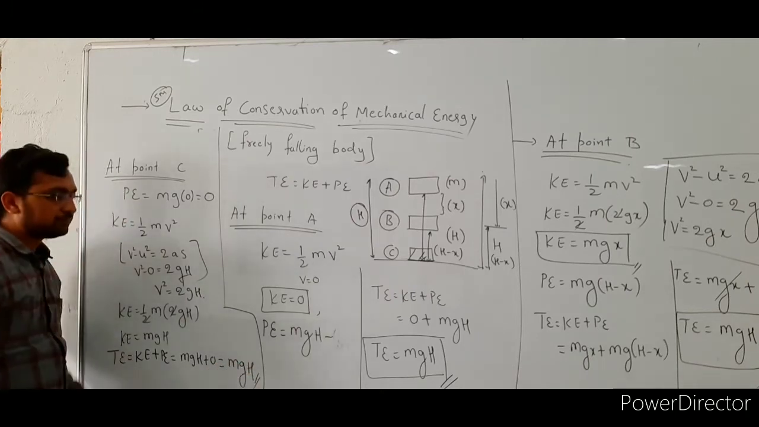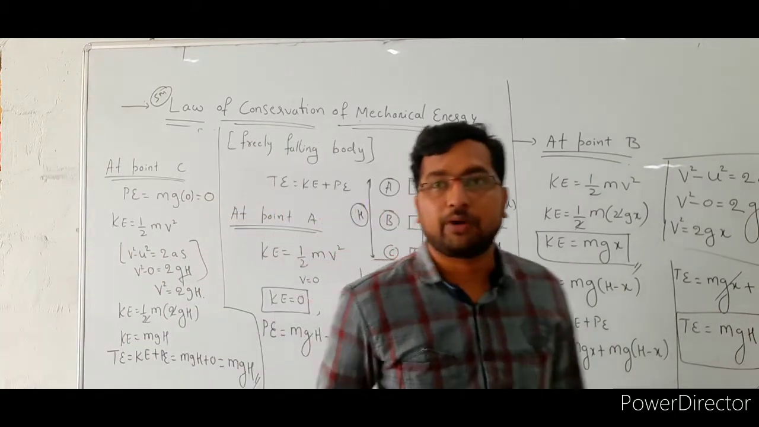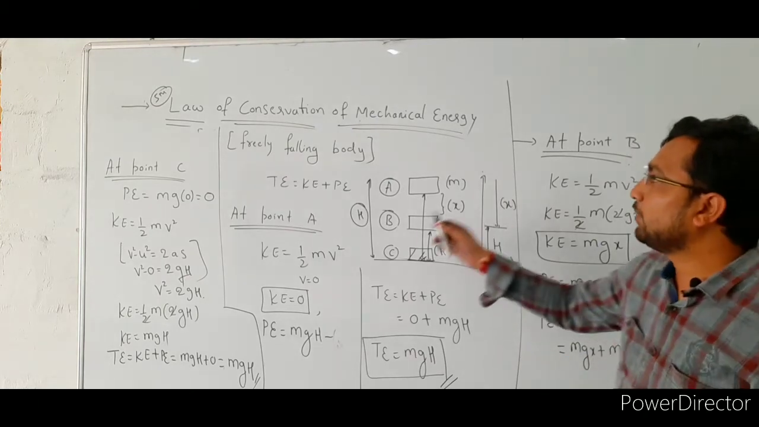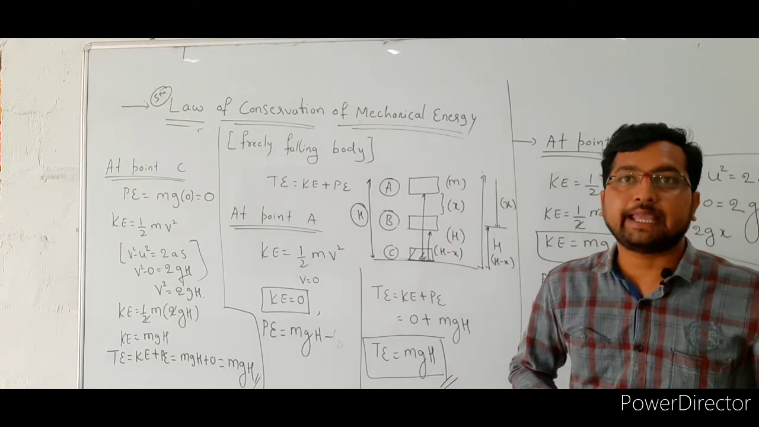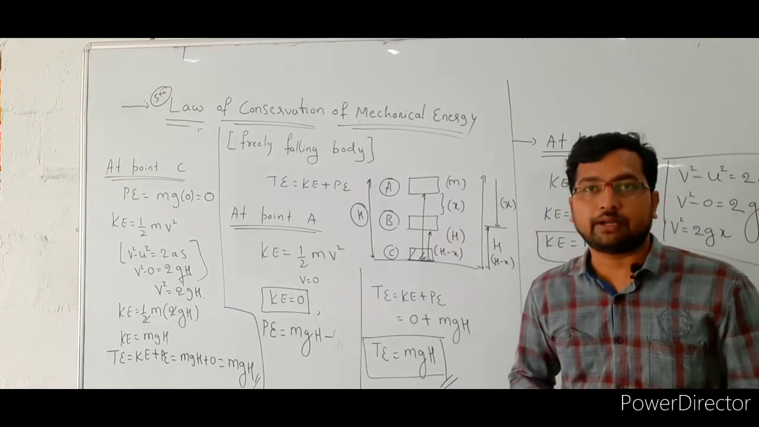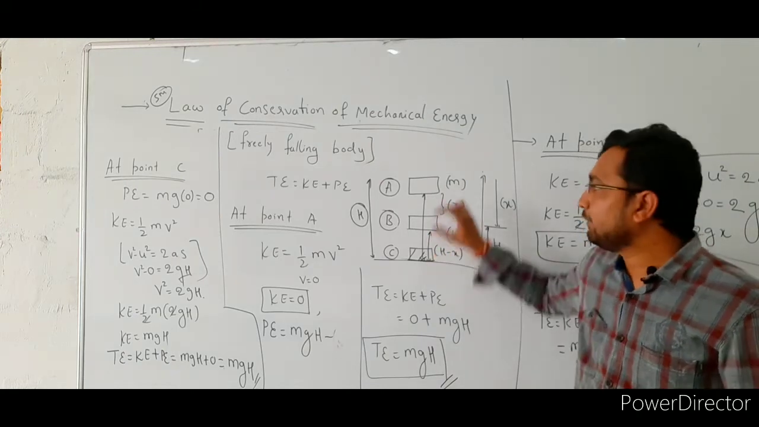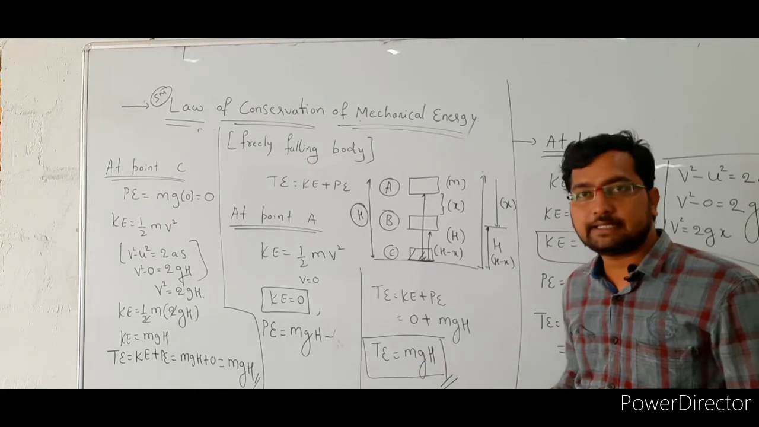Okay, see, at point C the total energy is also the same. So this is the proof of the law of conservation of mechanical energy in the case of a freely falling body. The first one, we considered point A, point B, point C. At point A we calculated the kinetic energy and the potential energy. The total energy is mgh.